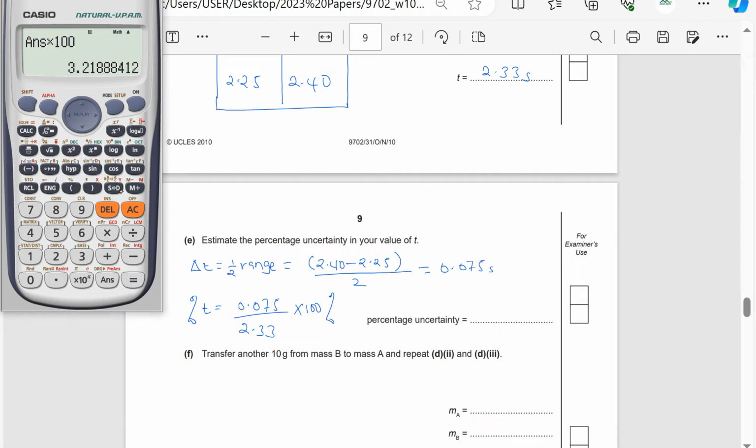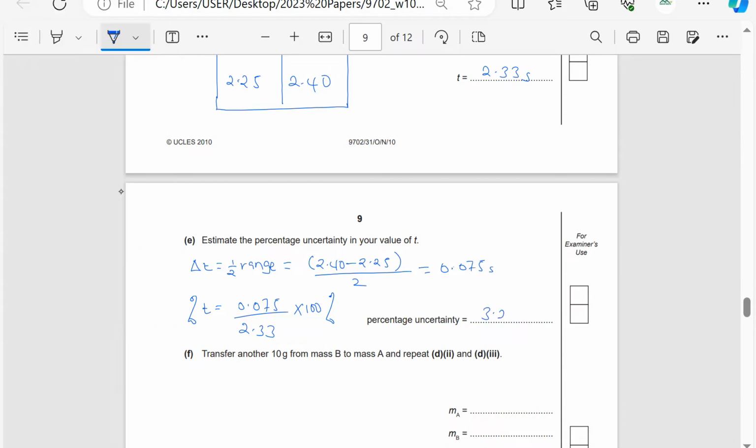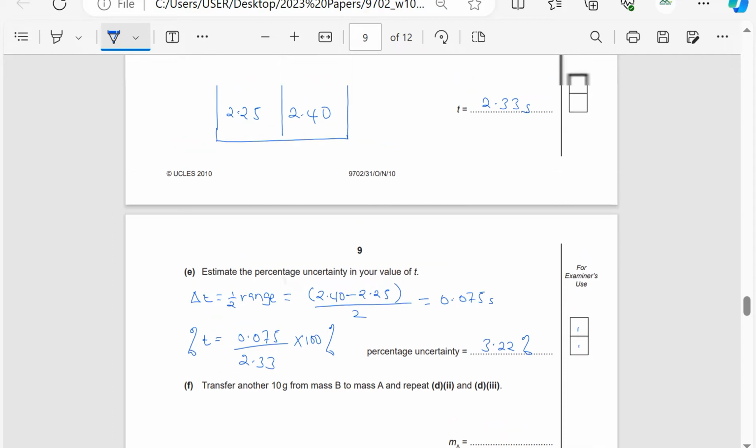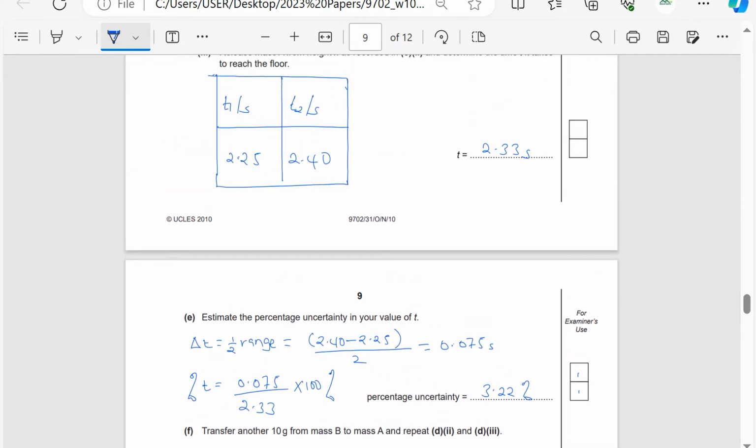So she gets 3.22%. I'm very certain she would get those 2 marks. But of course, I told you in one of the videos that if you measure in measuring time, you expect a reaction time of approximately 0.2 in starting and another one of 0.2 in stopping. So there's a reaction time of about 0.4 in just starting and stopping.